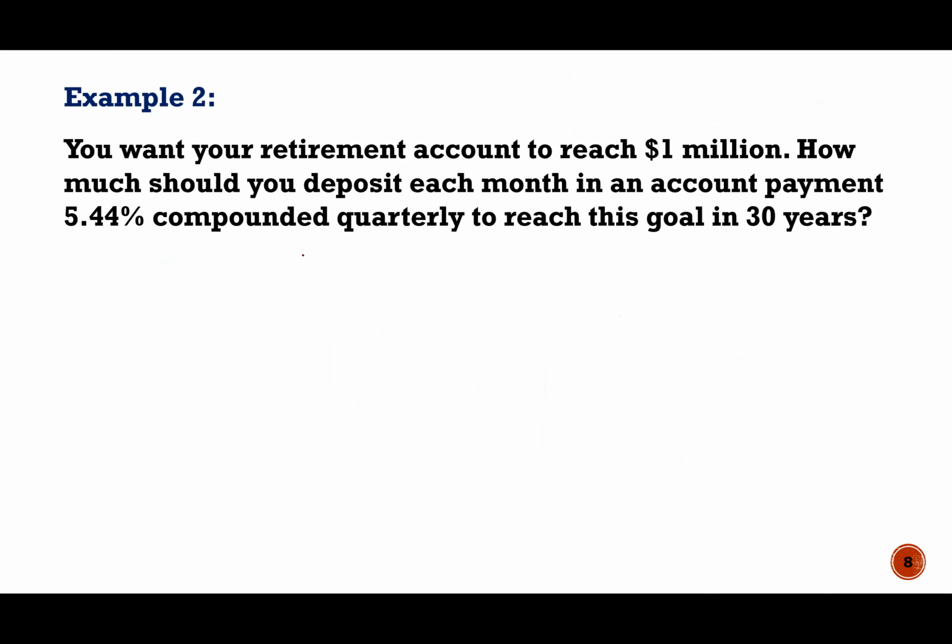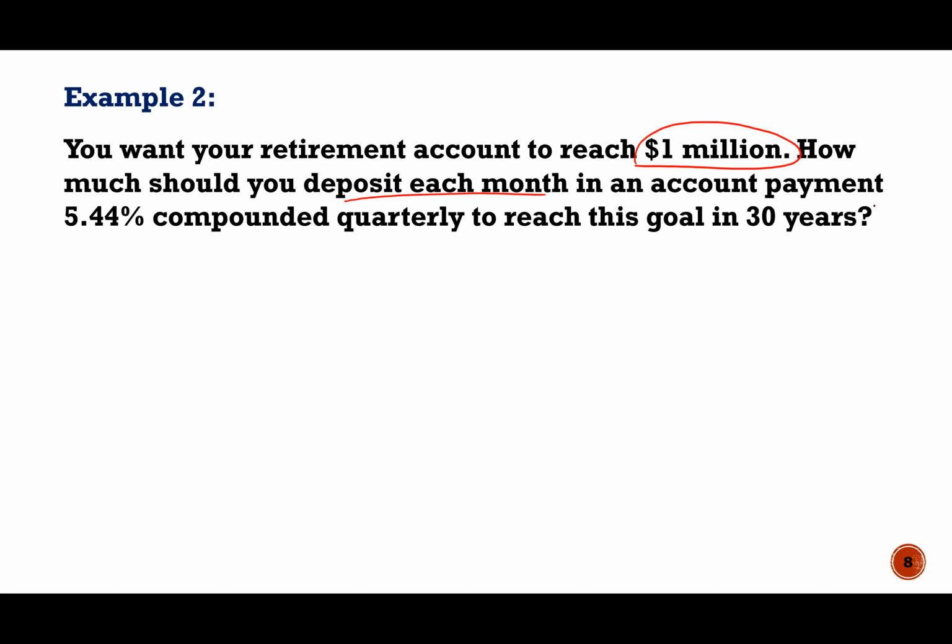So you want your retirement account to reach $1 million, right? So this is a goal. How much should you deposit each month in account payment, assuming the account pays 5.44% compounding quarterly, to reach this goal in 30 years? Okay.